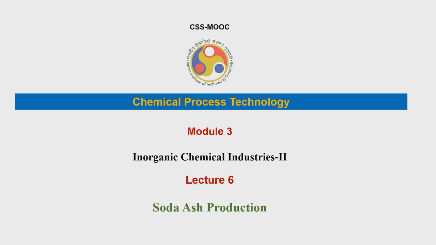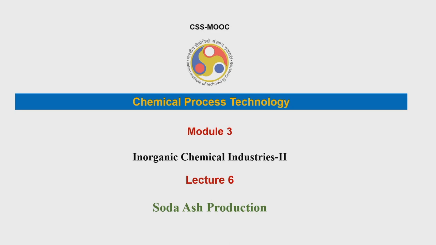Okay, welcome back. So we continue with module 3, the inorganic chemical industries, that is part 2. So we have seen the production of chlorine, we have also seen the production of phosphoric acid. These are the two basic inorganic based chemicals. Now we will focus our attention on another important inorganic based chemical, that is soda ash. So this current lecture will focus on the production of soda ash.